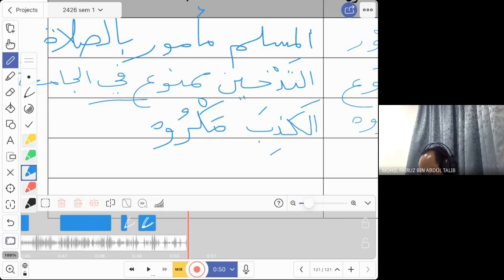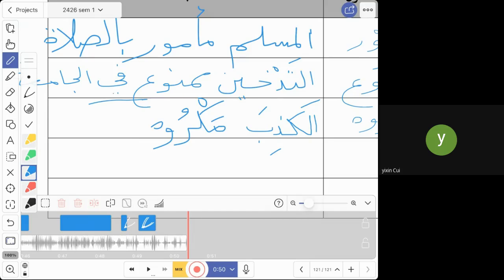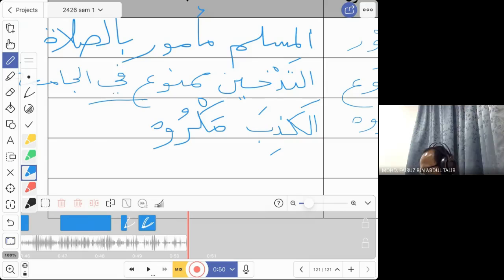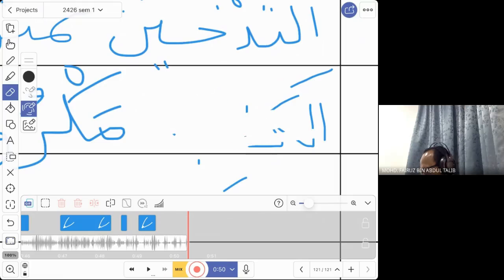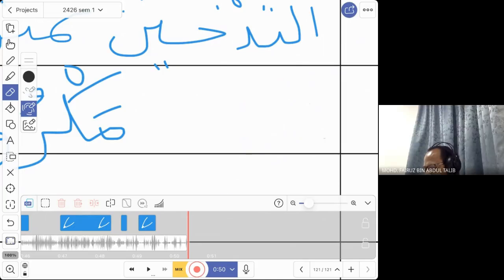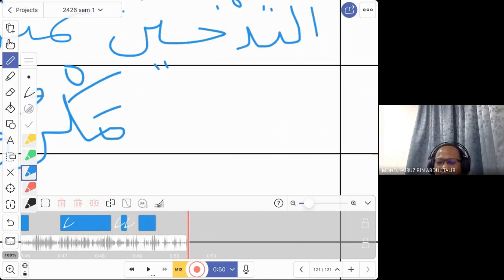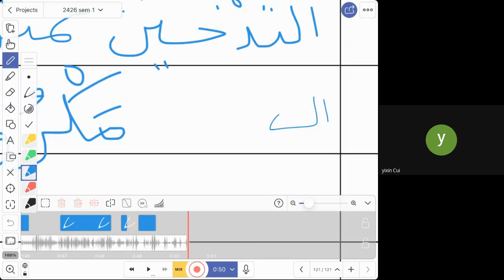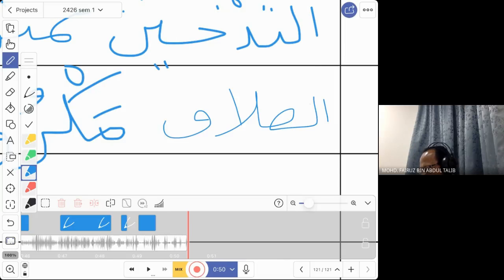So how to say divorce in Arabic? Anyone how to say divorce in Arabic? Talaqa. Yes, correct. But that is the verb. To divorce, the verb is talaqa. We want the noun. The noun is at-talaq. Yes, this is the word. So you can say at-talaqu makruh. So talaq is hated.